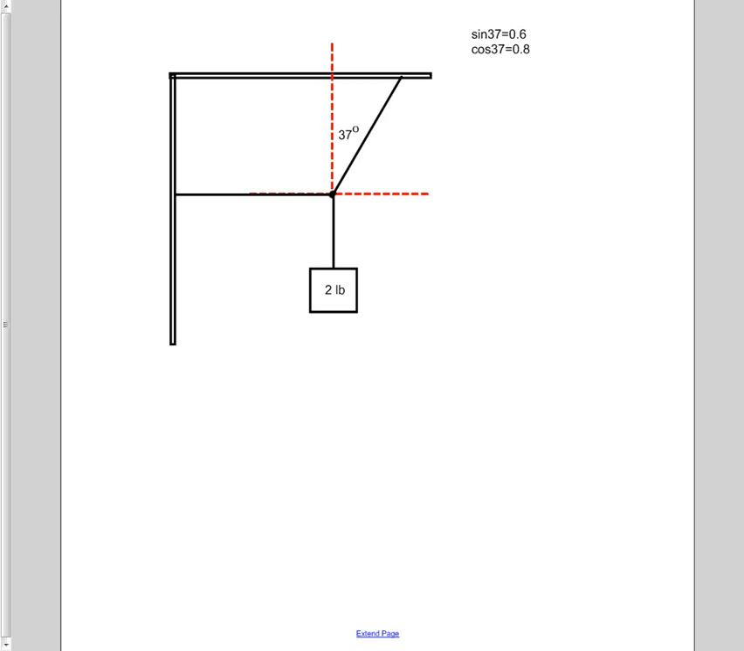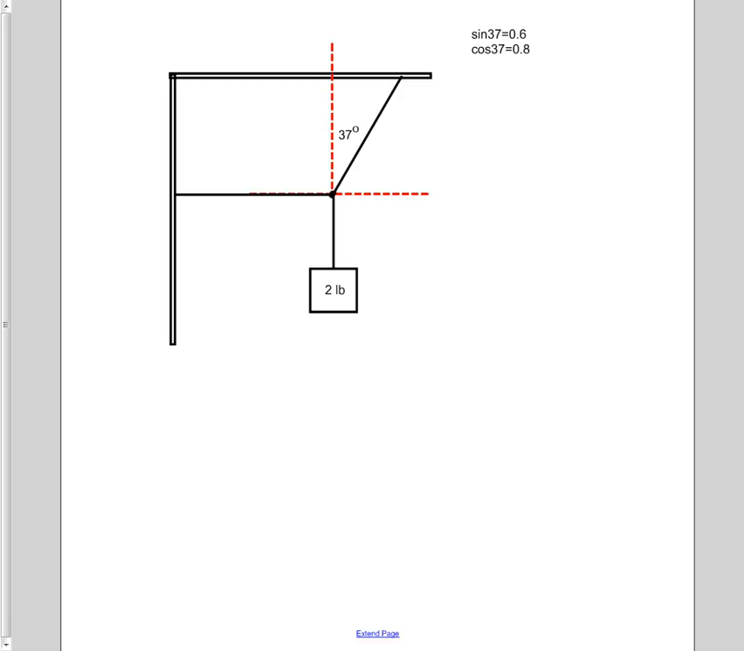So, what do we do first? Choose a body. I am going to choose the knot. All right, so here's the knot. I'm going to choose that as my body. And I'm going to ask myself, what are all the forces on that body?